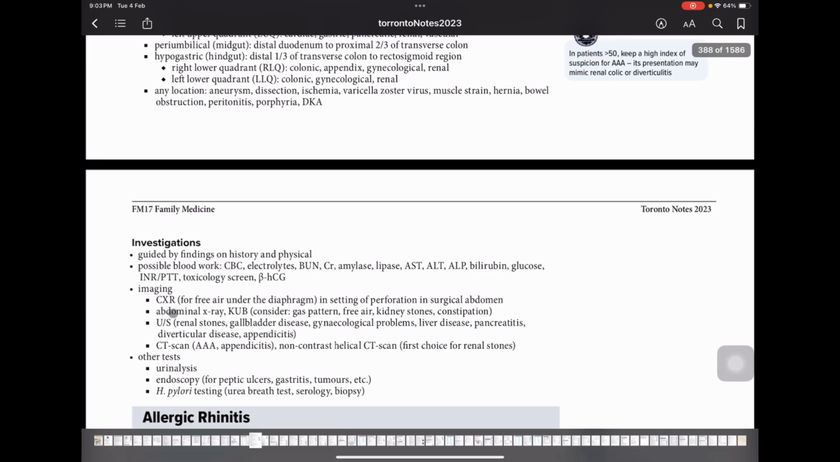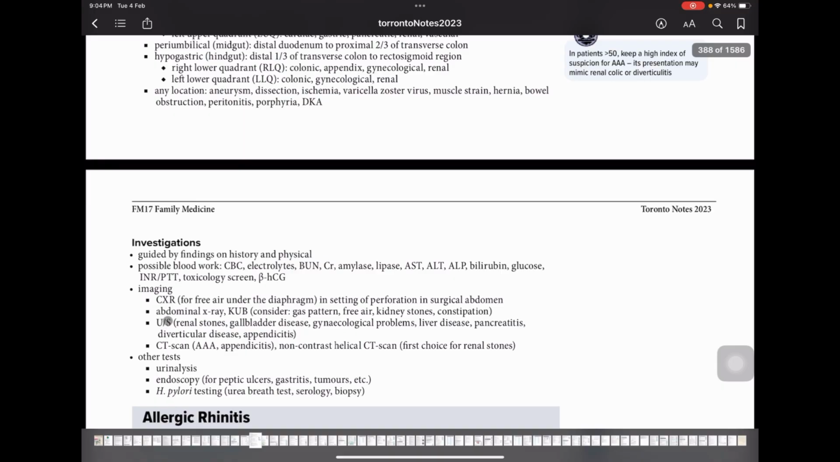Now, imaging. Chest X-ray: free air under the diaphragm in the setting of perforation in a surgical abdomen. Let's say a patient had multiple surgeries or maybe just had a surgery and now is coming up with abdominal pain. So you'll think about a chest X-ray to rule out free air under the diaphragm. Abdominal X-ray, KUB, to look for any stones, gas pattern, free air.